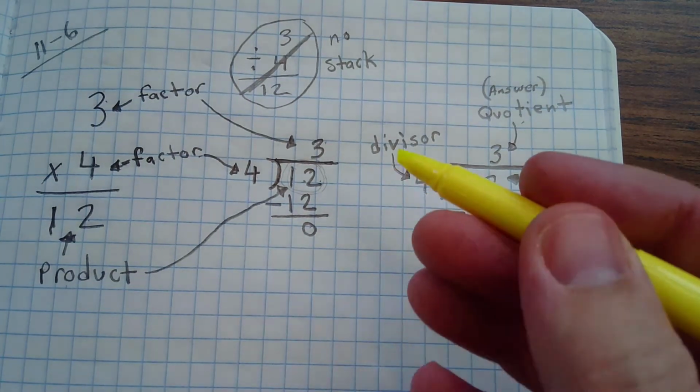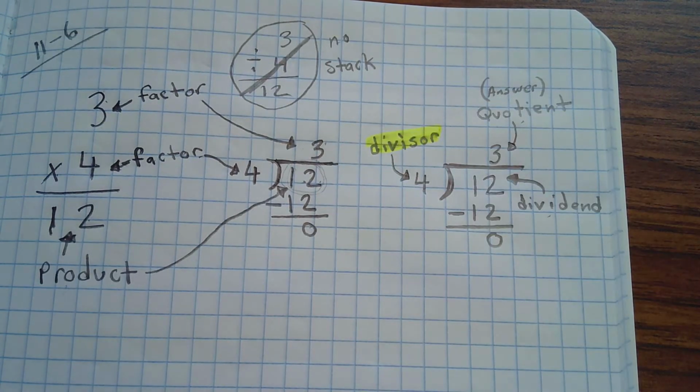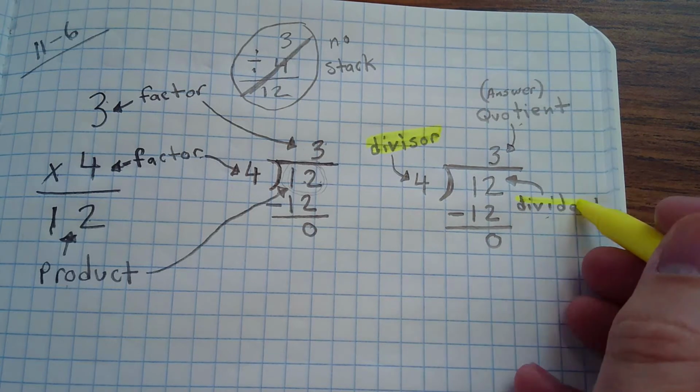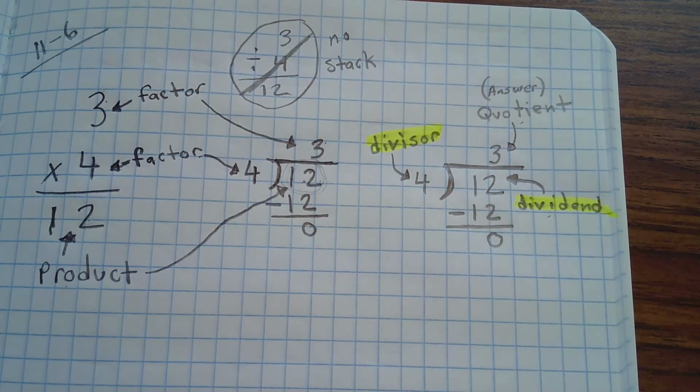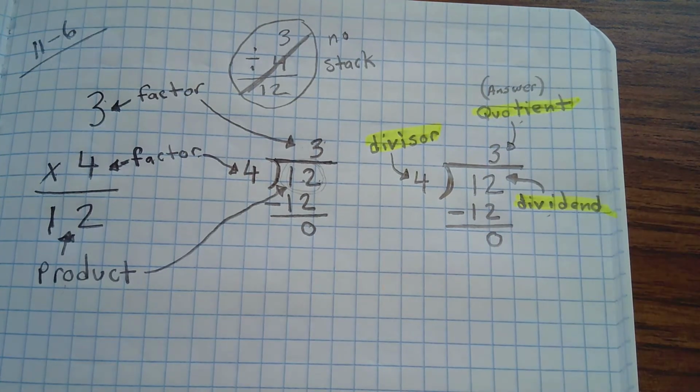And I've got a highlighter here, so I can just highlight it. That's the divisor. This one is the dividend. He's the big number that gets broken up. And the quotient is the answer.